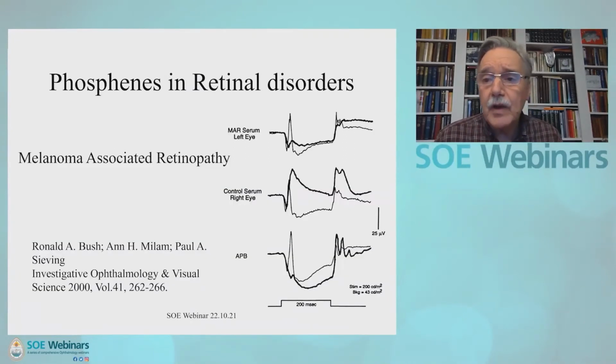Another retinal cause of phosphenes is melanoma-associated retinopathy. And this is a very interesting one because it's not due to structural damage. It's due to an antibody which is blocking the effect of the bipolar cells. And this causes nyctalopia and also constant phosphenes, which can be very disruptive.